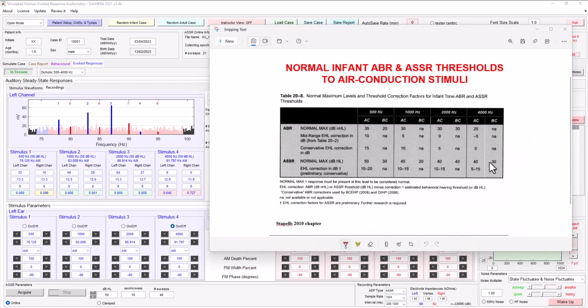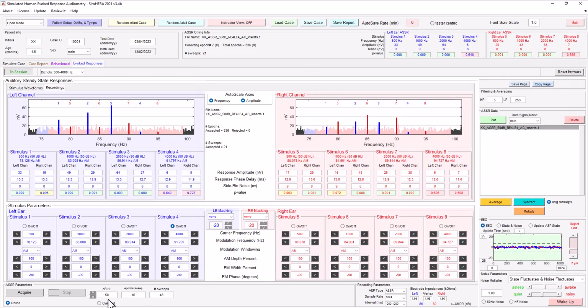So we're going to be testing actually not at 50 dB, but at 30, because that is the minimum response or minimum intensity level in which we want to find a response for typical. So we're going to turn that down to 30, and then we're going to go ahead and acquire.